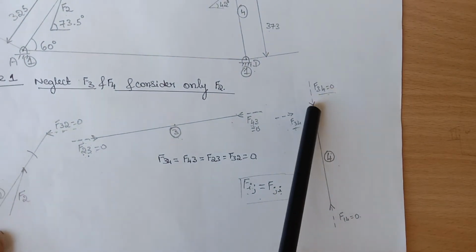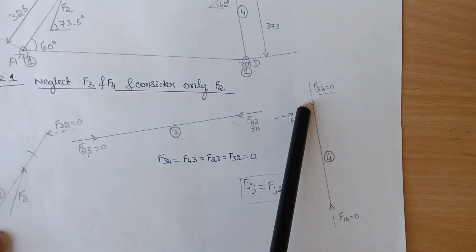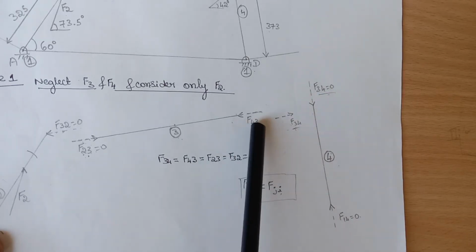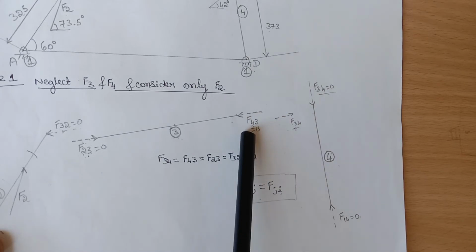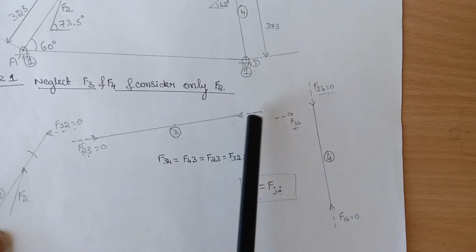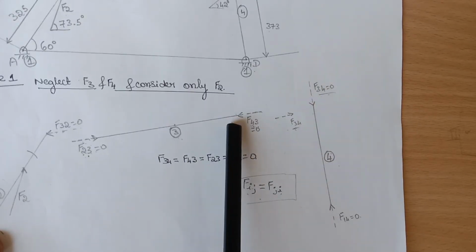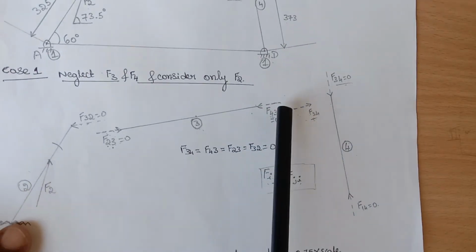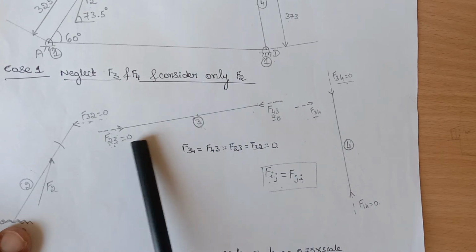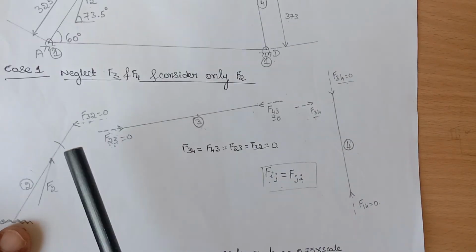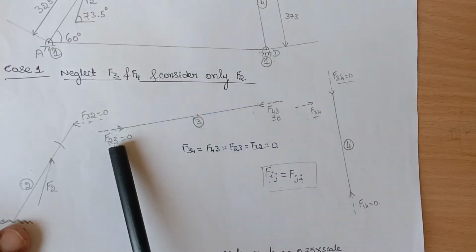Similarly, when F34 is 0, here F34 is equal to F43. Hence, I am assuming F43 as 0. They are equal in magnitude. Okay, when F43 is 0, this is also a two force member. These two forces are equal in magnitude. When F43 is 0, F23 is also 0.